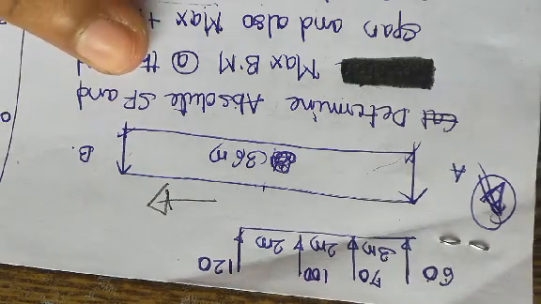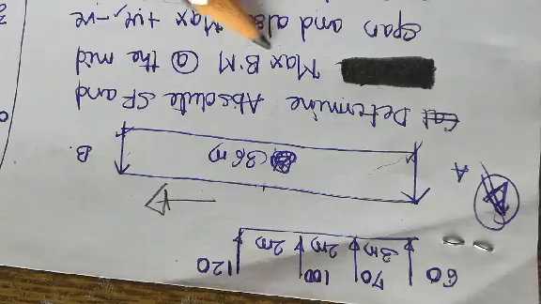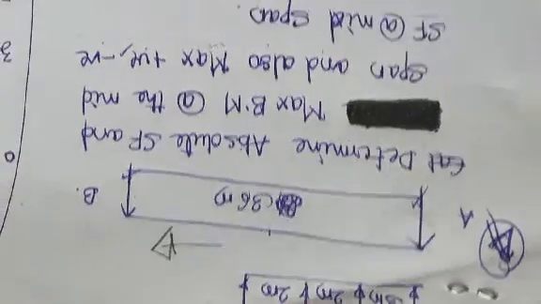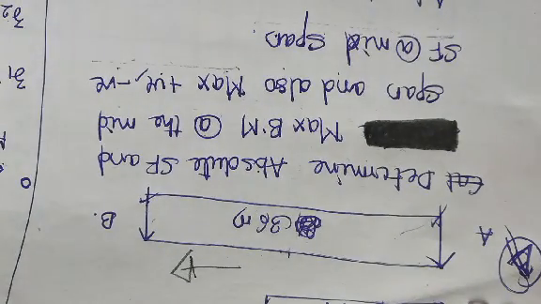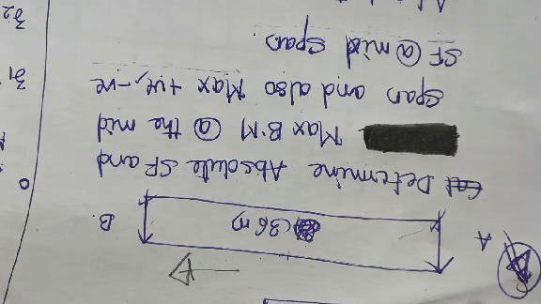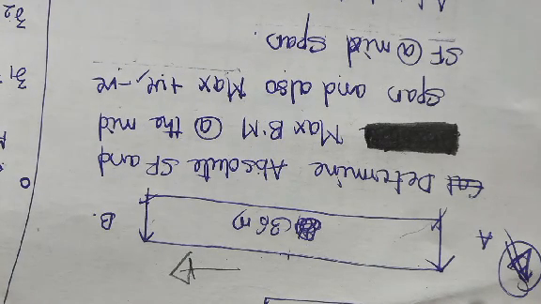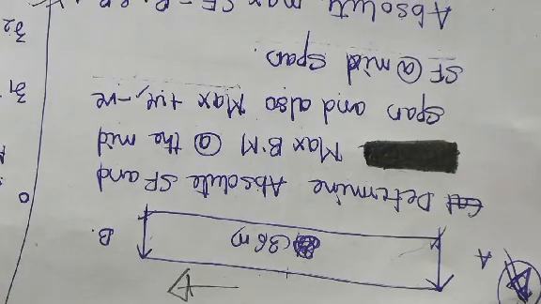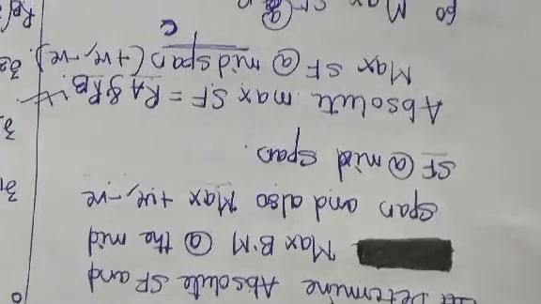Absolute shear force, this is one, then maximum bending moment at the midspan, and also maximum positive and negative shear force at midspan. Midspan means here he has not given you directly the C point, indirectly he has told that the C point is at the midspan. So let us calculate first for absolute maximum shear force.